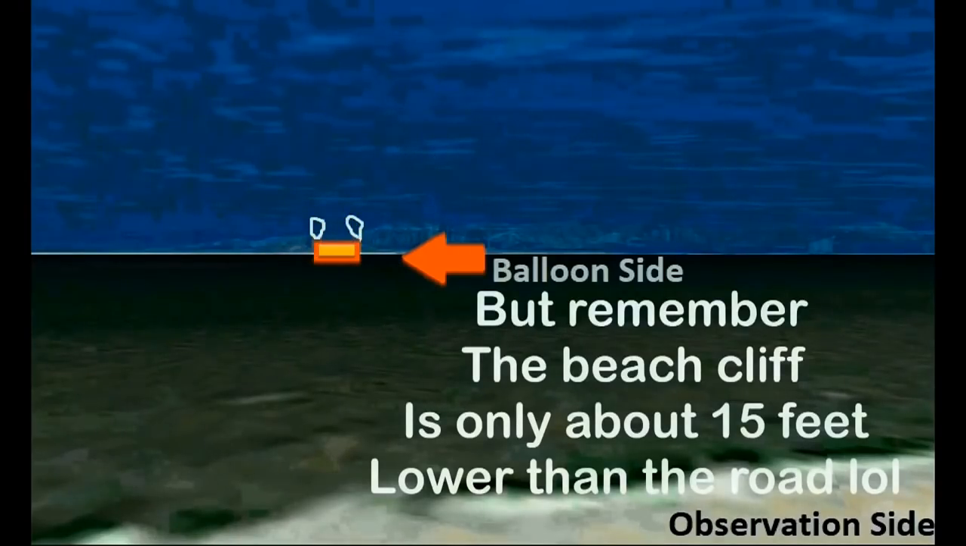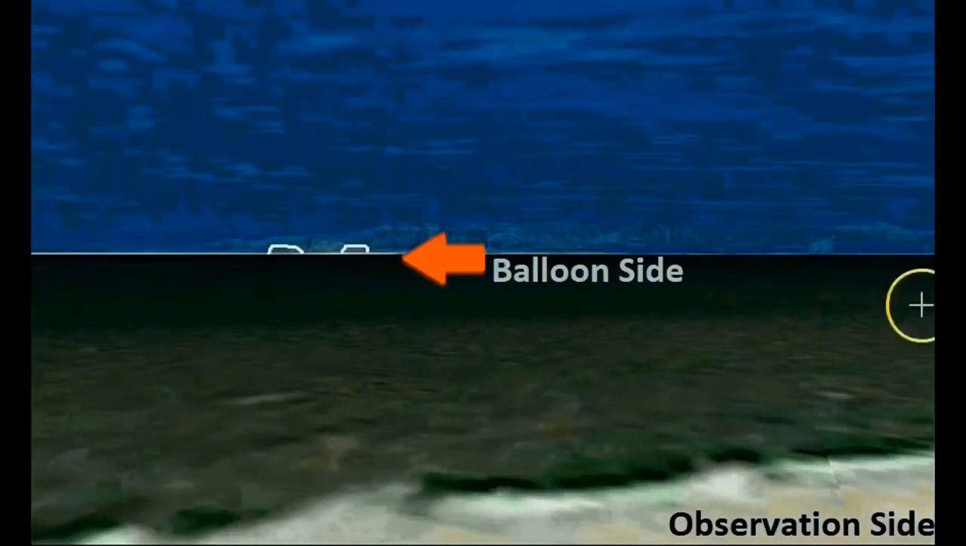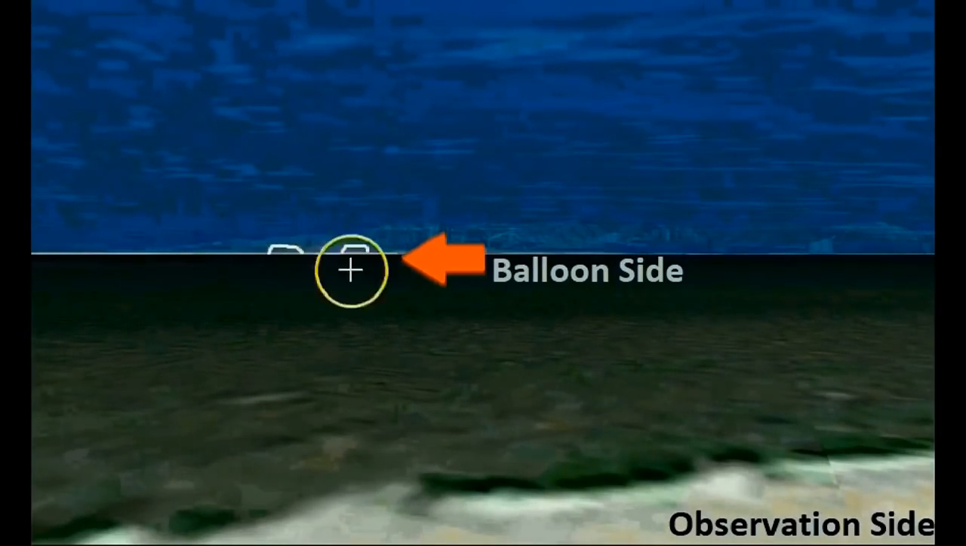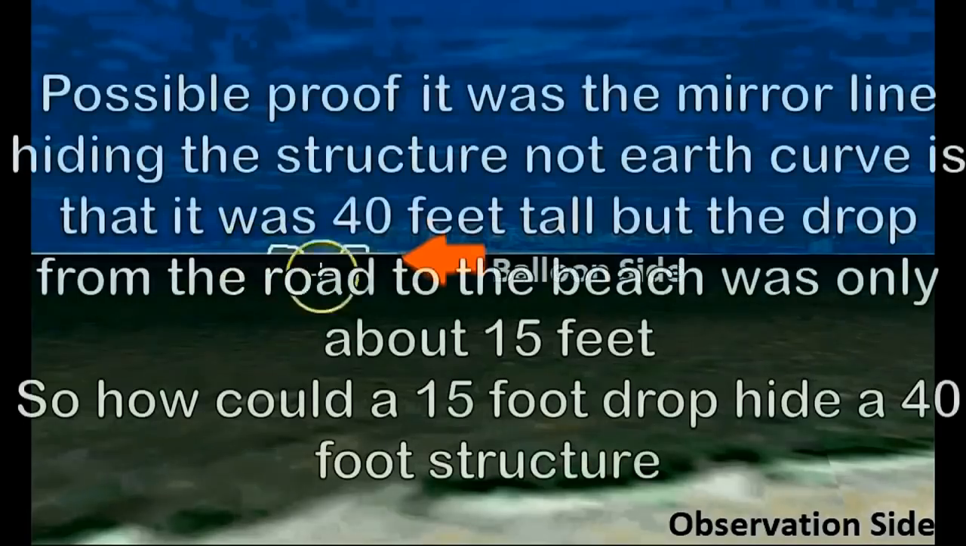But before that, it was hidden. So I said, okay, maybe that happened. Once they got it from the road down to the beach down here, these could have disappeared behind the mirage line and the mirror line. And then as they lifted them up, it became visible past those weird atmospheric disturbances at the horizon.